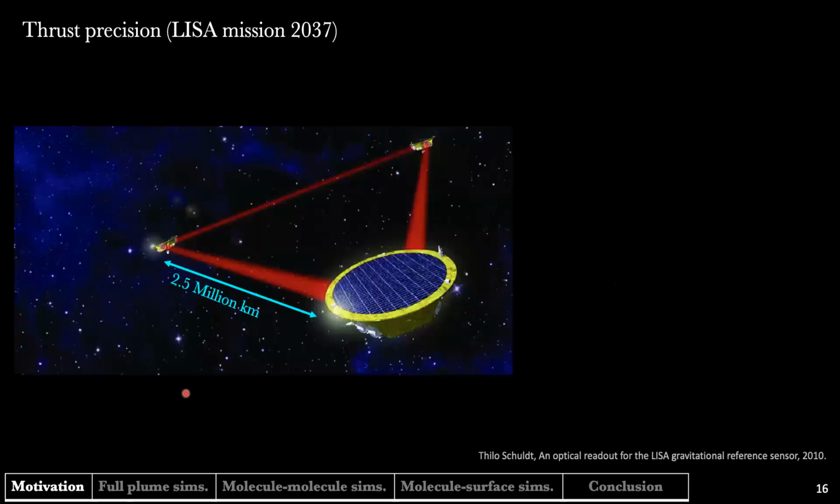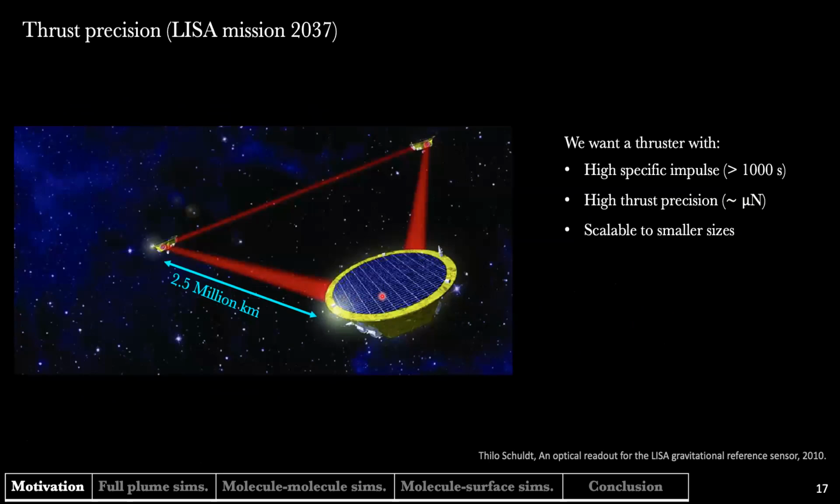For example, if we take the LISA mission that is planned for 2037, in which we have three spacecraft away from each other by a distance of 2.5 million kilometers. Each one of them has to send and receive a laser signal. And the precision and stability requirements are very high for this mission. So we want a thruster with a high specific impulse, a high thrust precision, and scalable to smaller sizes. And for all these reasons, the European Space Agency has chosen the electrospray thrusters to be used for the LISA mission.